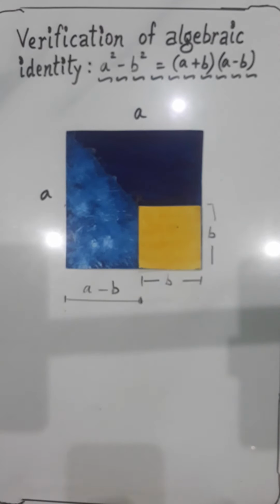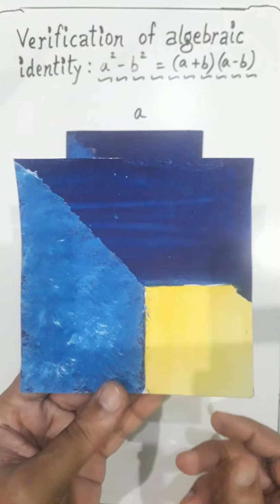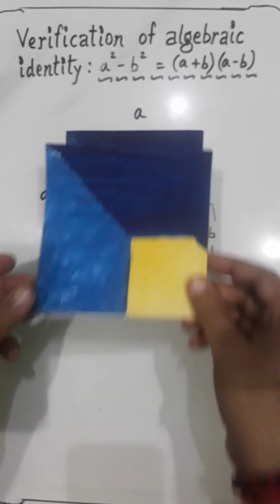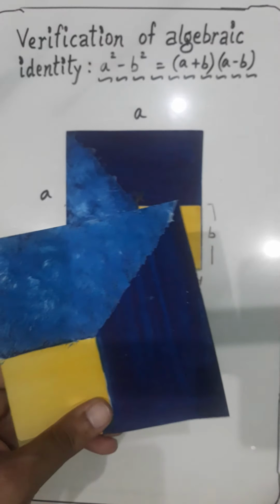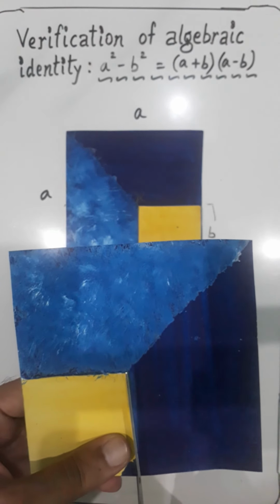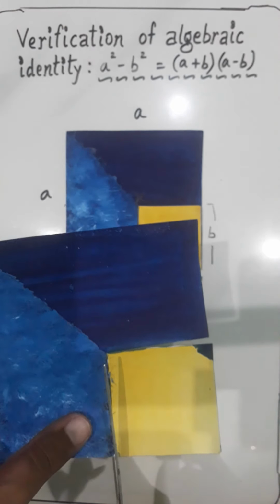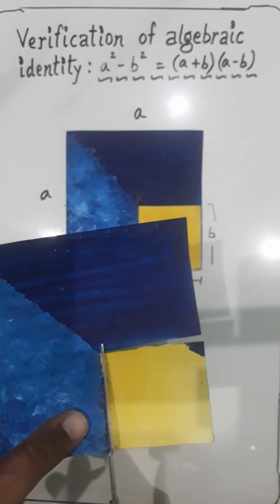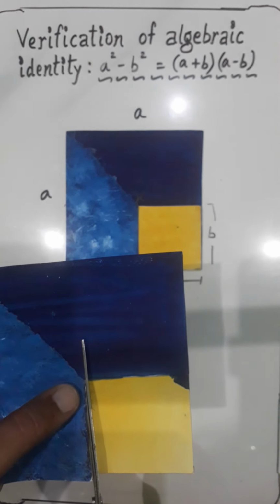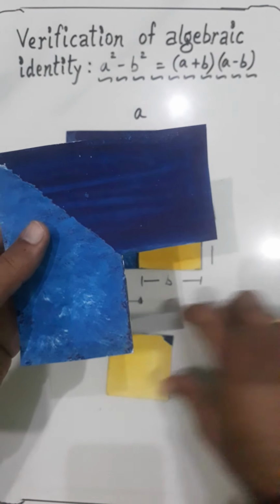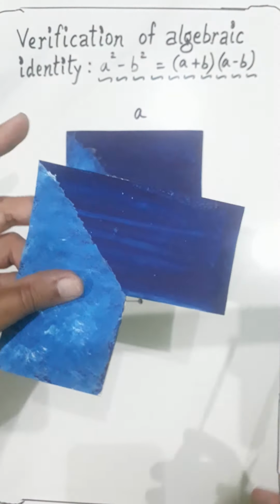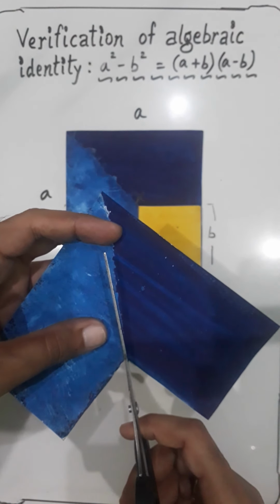Now for that reason I have taken one more square, of the same measurement. But now what I'll do is, from this part I am going to cut this b square separately, and this b square I have separated from this a square. But let us now see what we get after separating this. That is why I am cutting this portion in this manner.